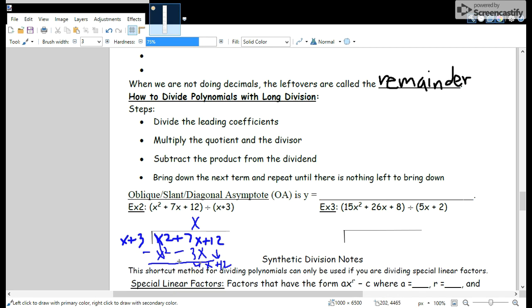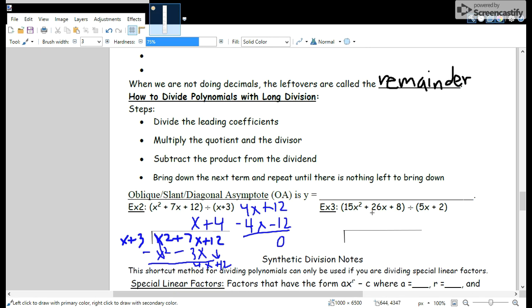Divide. 4x divided by x is 4. Multiply. I'll rewrite these up here. Okay, 4 times x is 4x. 4 times 3 is 12. They subtract. Change the signs of each of these. And you have a remainder of 0. So your quotient is x plus 4. There's no oblique asymptote there.